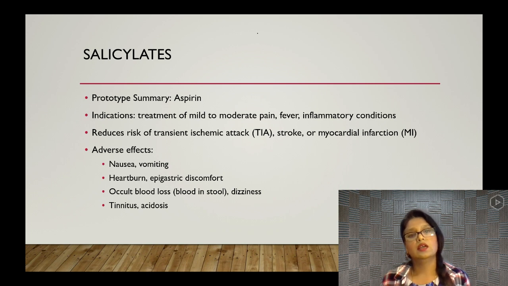It could cause, what are the side effects? It could cause nausea. Nausea, vomiting is GI upset, is with mostly all medications, but these medications could cause GI bleed, heartburn, epigastric discomfort. They could cause alkali blood loss, dizziness, tinnitus, and acidosis.